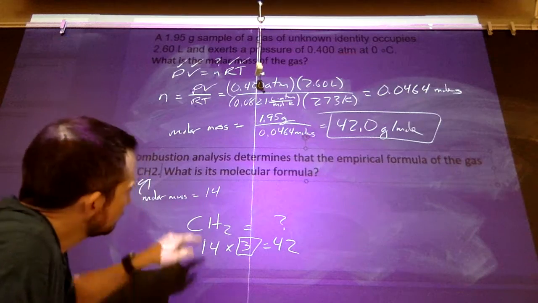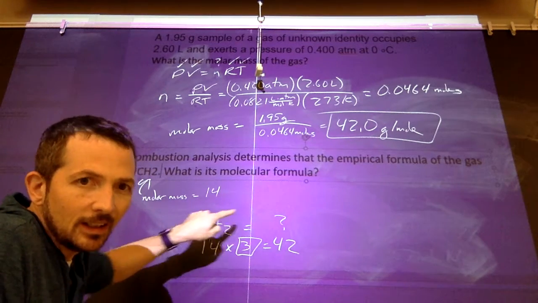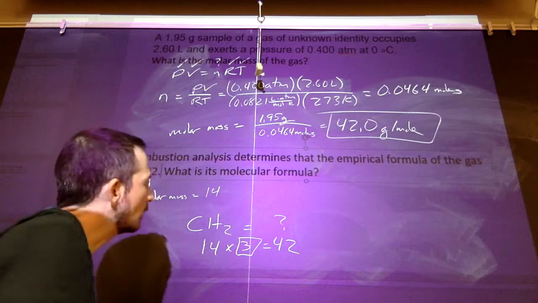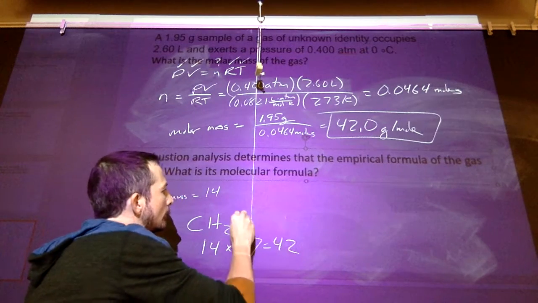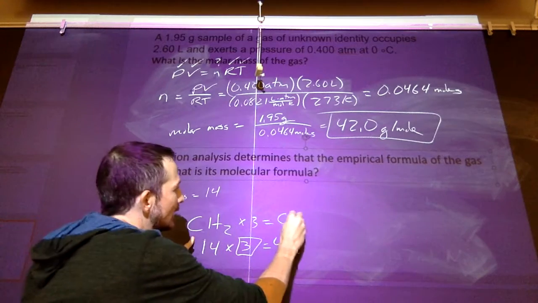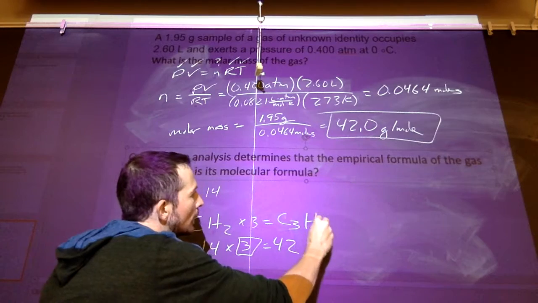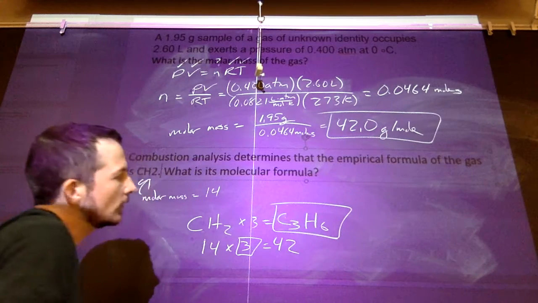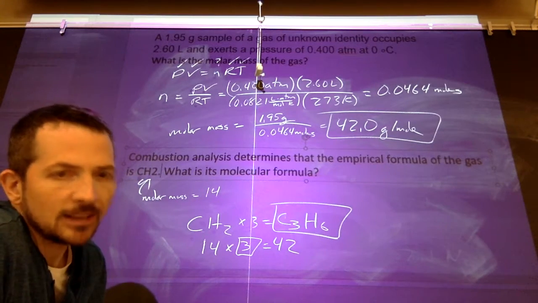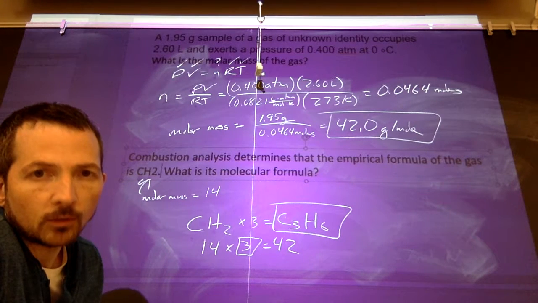So that tells me I need to multiply my empirical formula by 3 to get my molecular formula. So 1 times 3 would be C3, 2 times 3 would be 6. So C3H6 would be my molecular formula then.